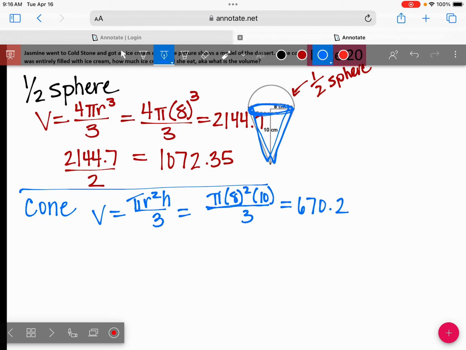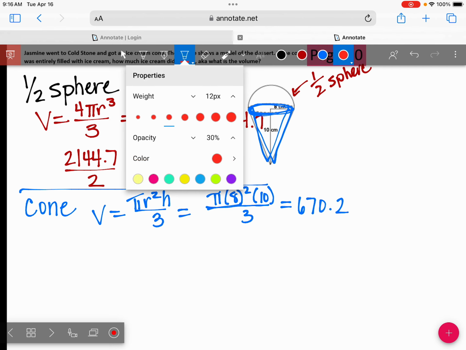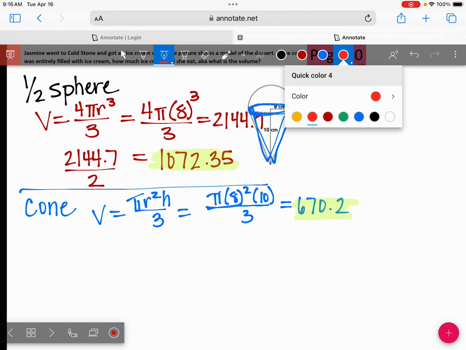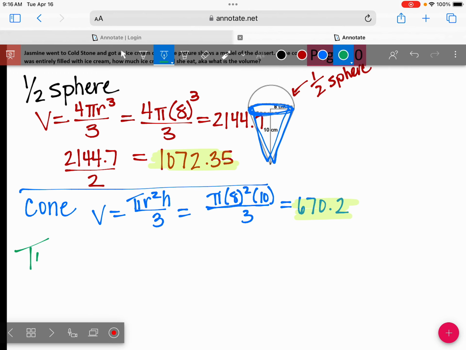All right, so now to find the total, we have to add these together because there's 2 different shapes. So you're going to add this number and this number. So our total volume is that 1,072.35 plus the 670.2. So there's 2 shapes, so you have to find them individually and then add them together.